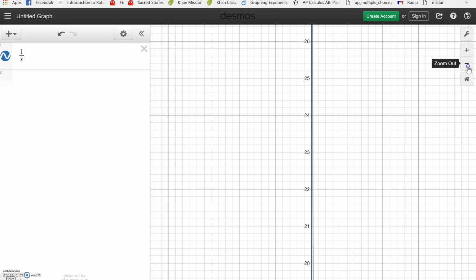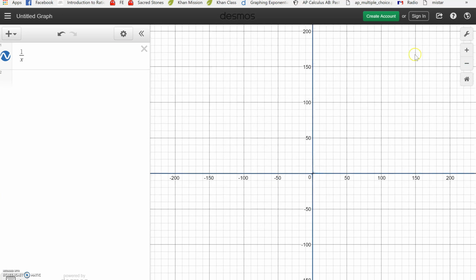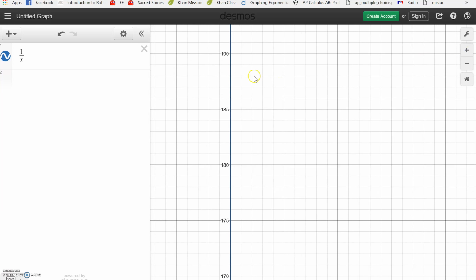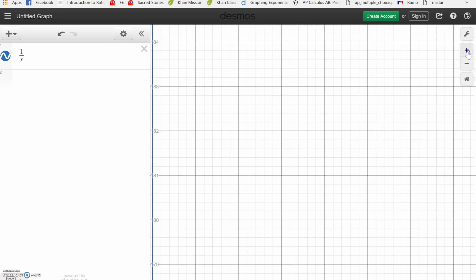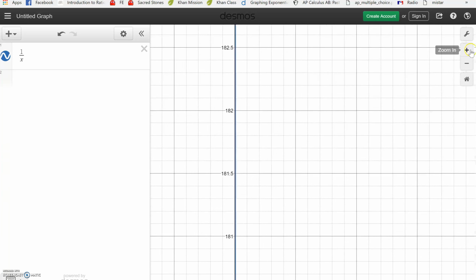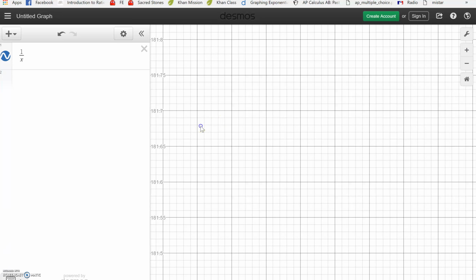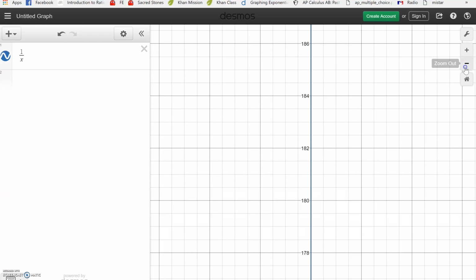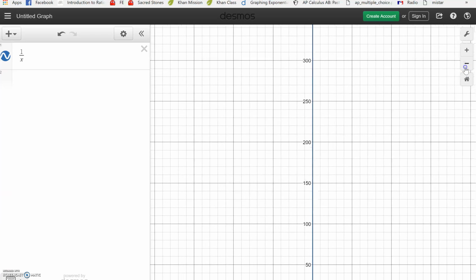No matter how high I go, let's go up to 200 here. And if I zoom in enough, gosh, it looks like I'm on top of it, right? But if I keep zooming in, you can already see there's a little gap there. And if I zoom in even more, oh, I lost it. There it is. You can see I still haven't touched it. Even all the way up here at 181.75, I still have not touched the y-axis, and I never ever will. That's my vertical asymptote, and it happened at x equals 0.